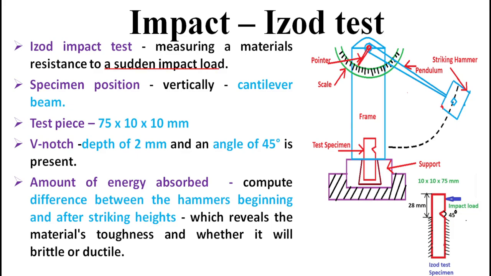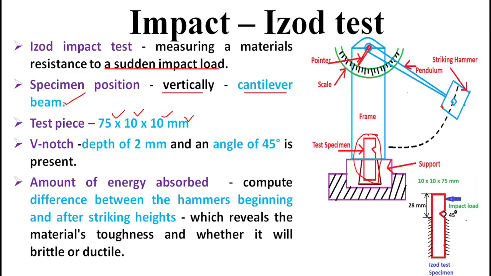The specimen position is vertical, so the specimen must be fixed vertically, like a cantilever beam. The size of the specimen is 75 by 10 by 10 mm: height 75, width 10 and breadth 10 mm.